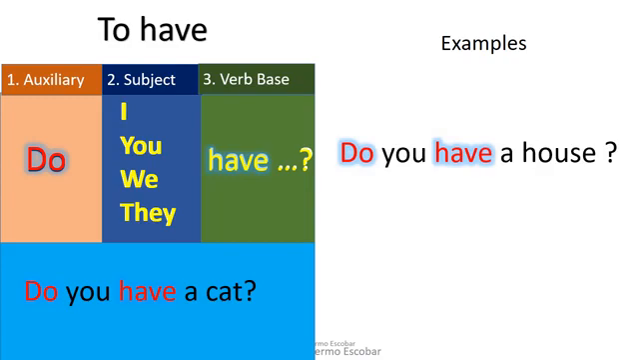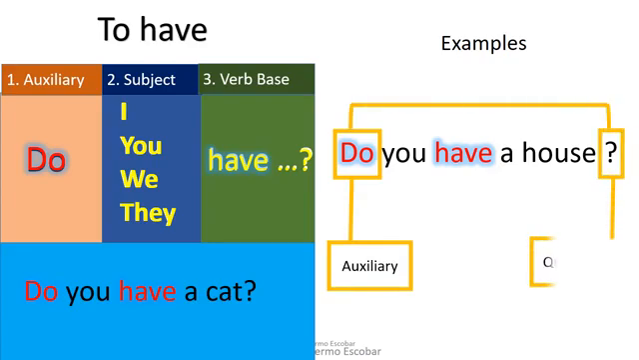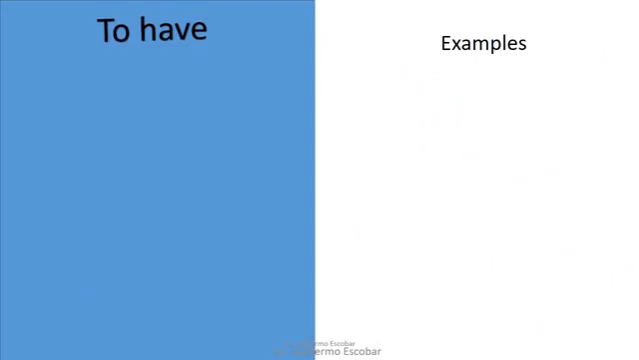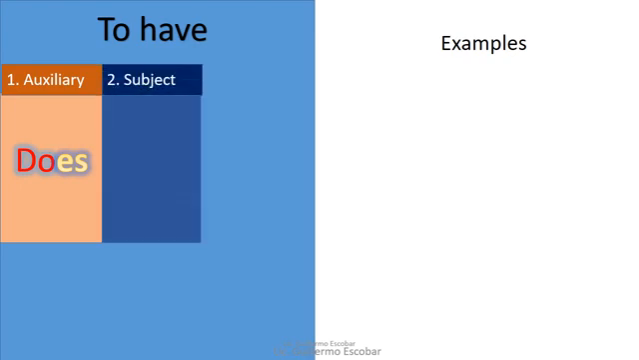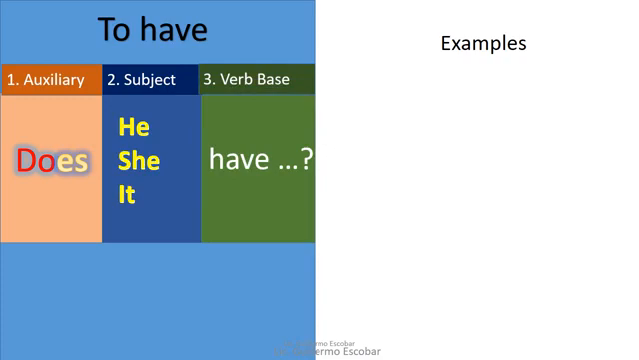Here we have another example. Do you have a house? Do is the auxiliary. And when you write a question, don't forget to write the question mark. The structure for the third person is as follows. 1. The auxiliary does for the third person. 2. The subject he, she, or it. 3. The verb base, in this case, have.